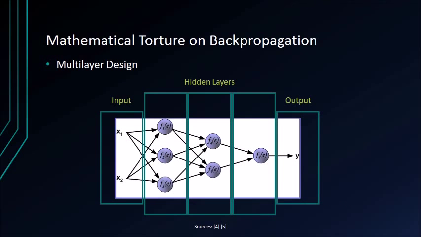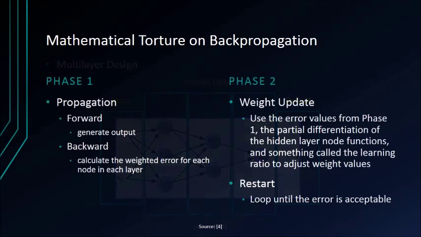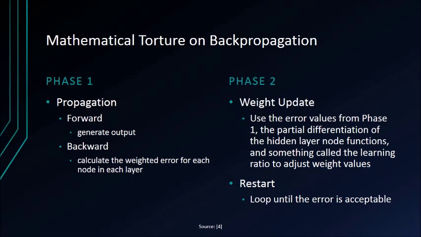Here we can see a pictorial representation of the layers. So you can see input is labeled X, output is labeled Y, and there are 3 hidden layers in this photo, all of which are labeled f of E, where E is the sum of products and f is some function. Backpropagation functions in 2 phases.